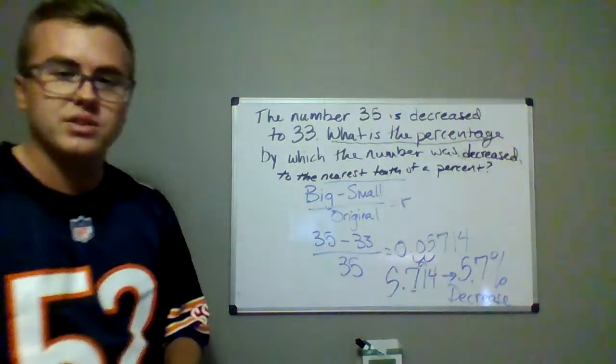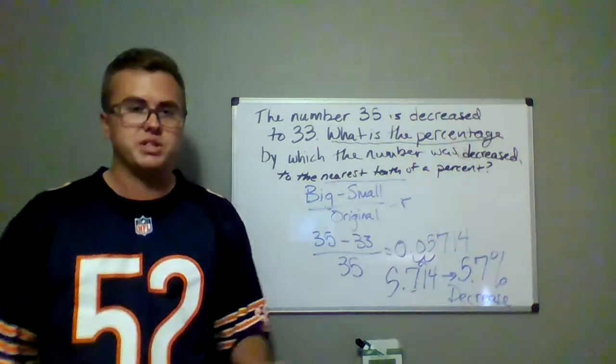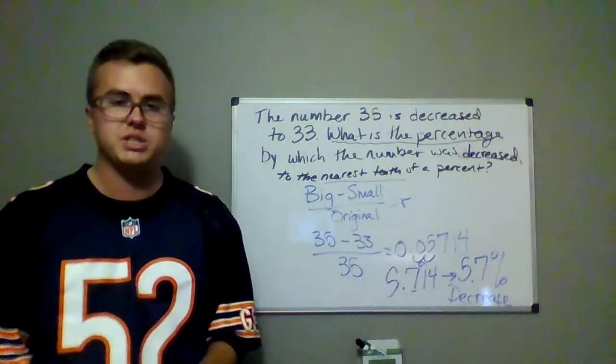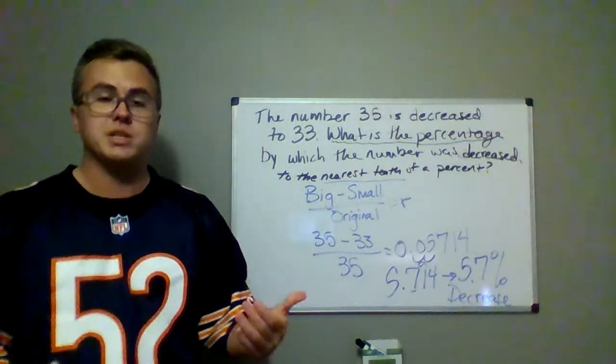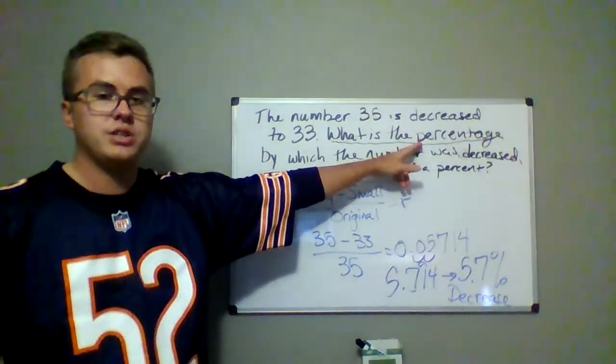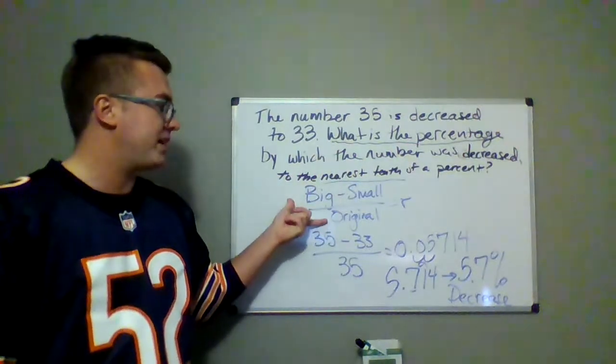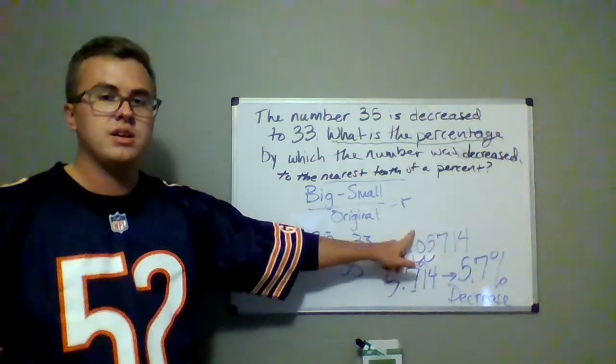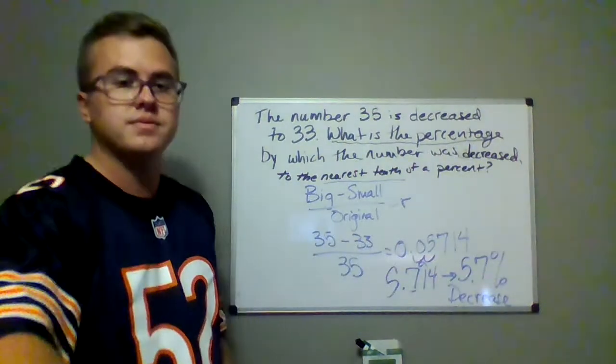But I believe on Delta Math, it's not going to ask whether it's an increase or decrease. It's just going to ask what the percent change is. So in this problem, it asks for the percentage, which means we have to use the big minus small divided by the original to find that rate.